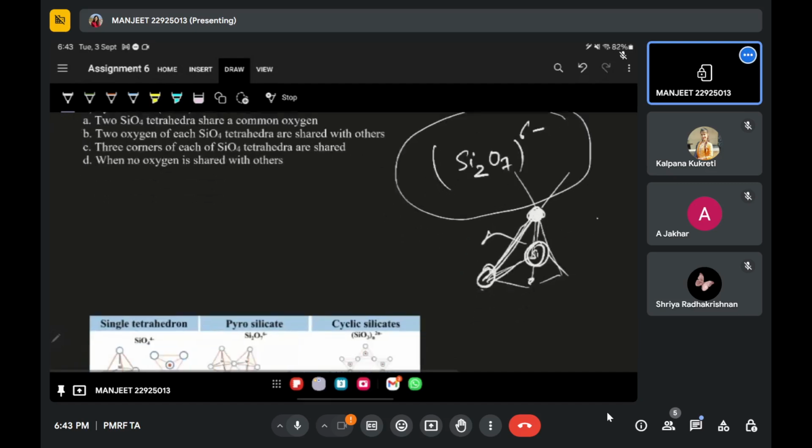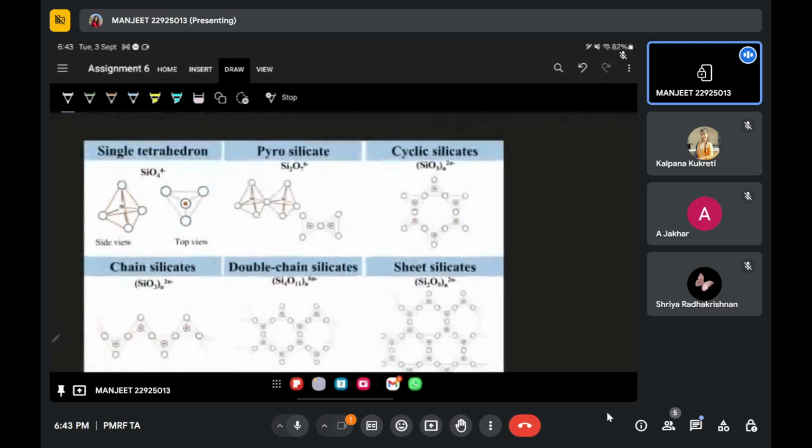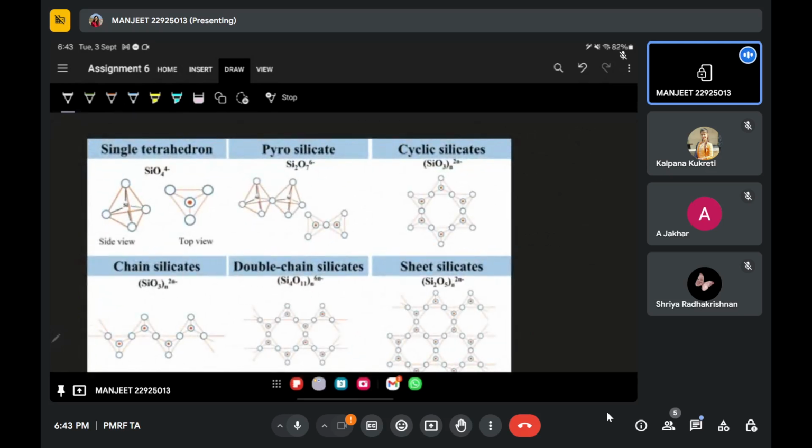We have the different types of silicate I have attached here. In the single tetrahedron, if I look at this, this is a single tetrahedron, and that will be SiO4 4 negative, because according to the charge, the total charge of the silicate will be SiO4 4 negative. The silicon is not connected to another silicon, and these oxygens are not connected to the other one. So this is only the single tetrahedron.